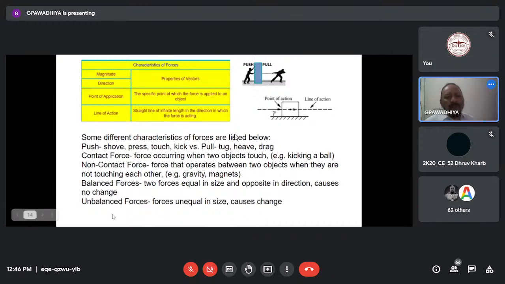Unbalanced force: when forces are unequal in size, whether in the same direction or in opposite directions, the moment you apply the force, it will cause acceleration in the body. So it will cause deformation. It means that when a body changes from one state to another, like from rest to moving position, it will be subjected to a kind of unbalanced forces.